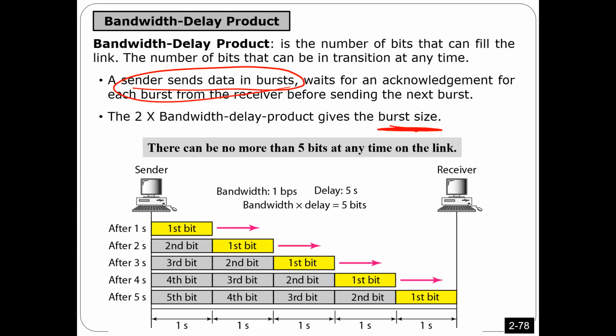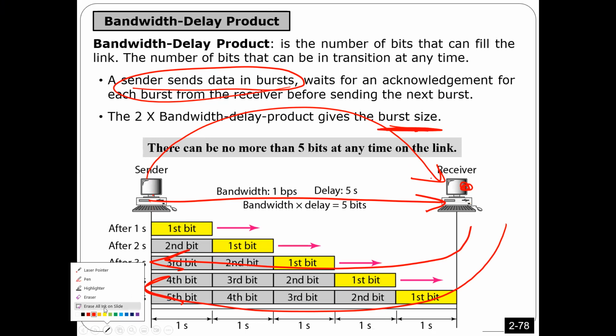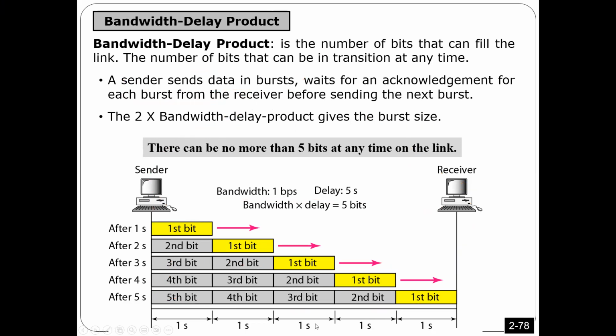So in this case, once you transmit a message, the receiver is going to receive the message, and then the receiver is going to respond with an acknowledgement. You got what I'm saying? So how much time is it going to take? It's going to take 5 seconds this way, and another 5 seconds this way. So in order to fully utilize the cable, this is the burst size. It's going to be double, 2 times the bandwidth delay product.